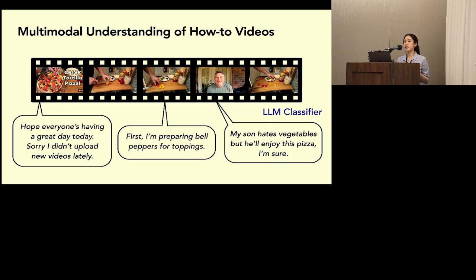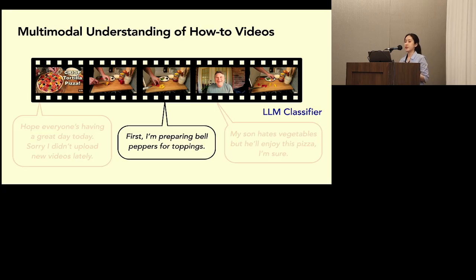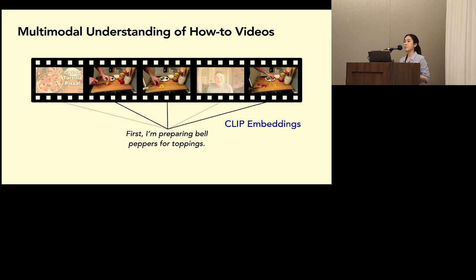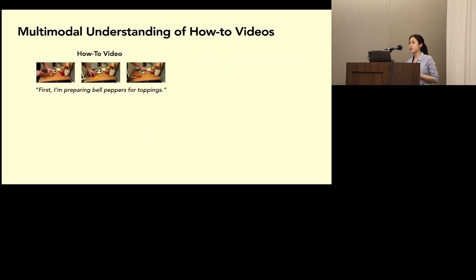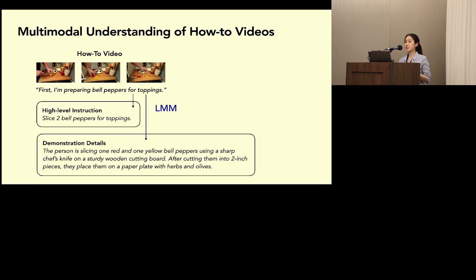Taking how-to videos, frames, and narrations as input, we use an LLM classifier to find those relevant for following steps. So here we filter out the greetings or more chatter. And then we use CLIP embeddings to find frames relevant to this step extracted from the narration, filtering out the complete dish shown in the intro or talking head frames. And then with the extracted frames and narrations, we use large multimodal models to generate high-level instructions and demonstration details that describe how many bell peppers are used, with what tools, and into what sizes.